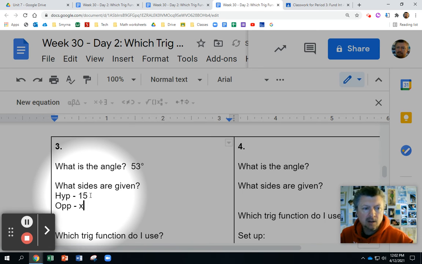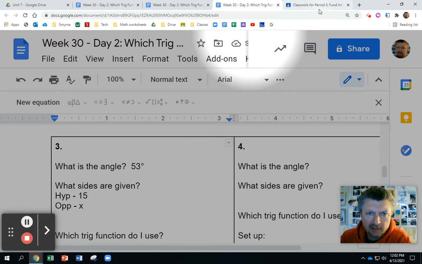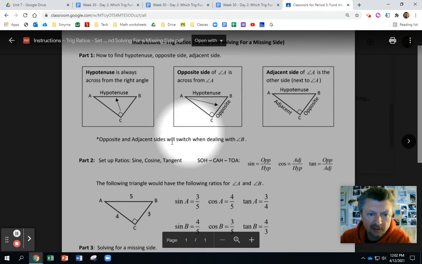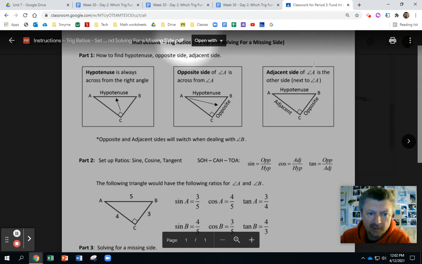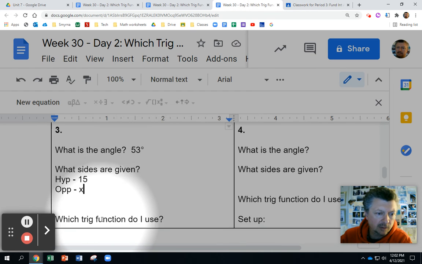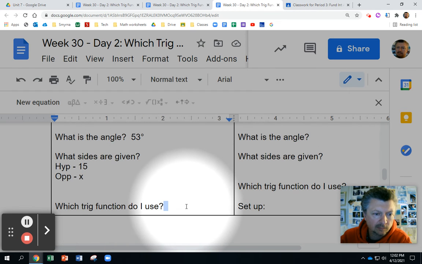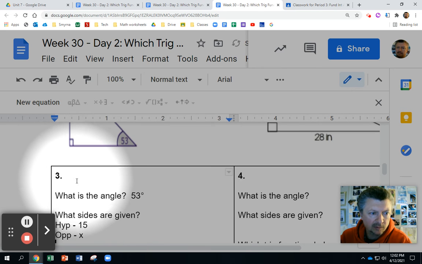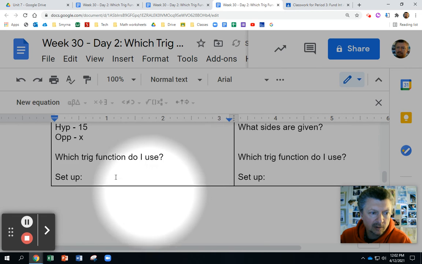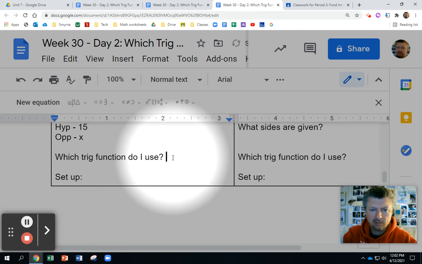Now which one has 15 and x? What do we have again? Opposite and hypotenuse. We got sine again, right? If we had adjacent and hypotenuse, we'd have cosine. But we have opposite and hypotenuse. So which one do you use? Use sine.